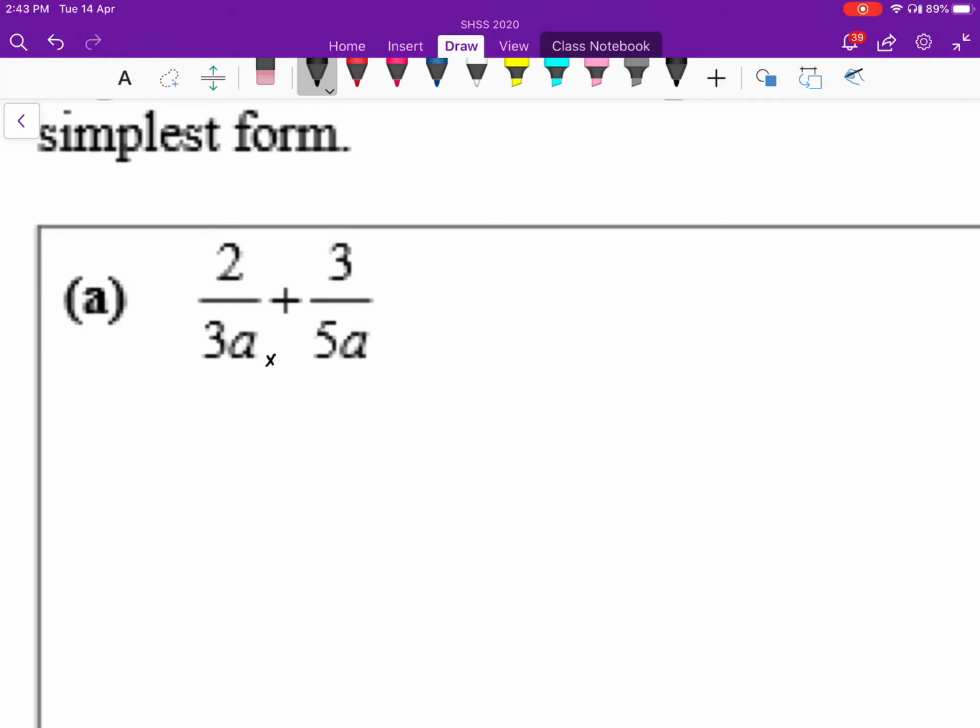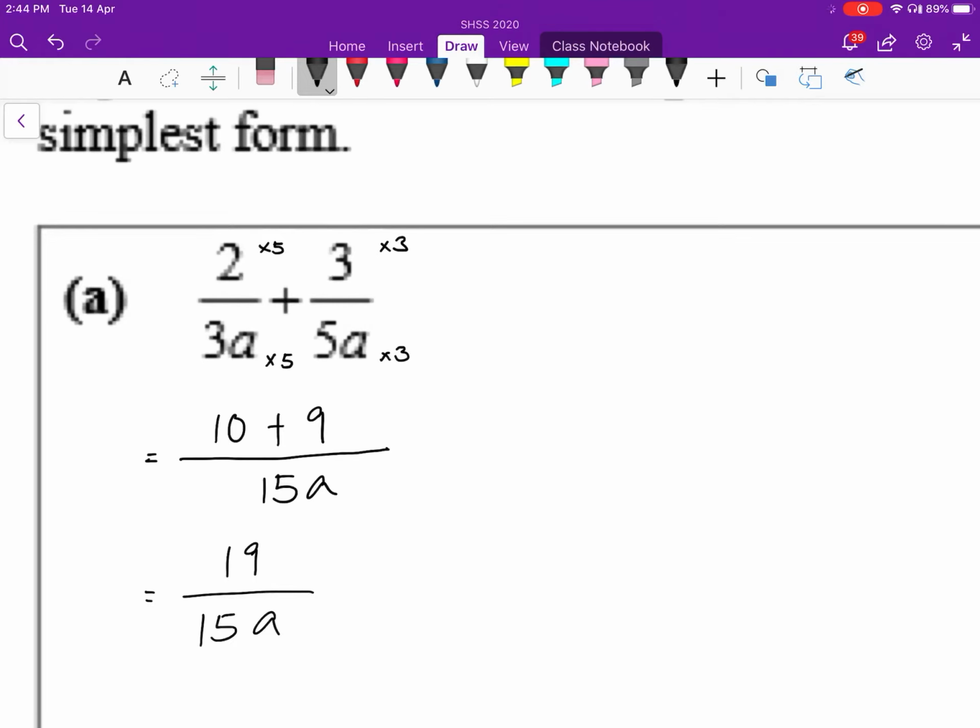All I need to do is to multiply by 5, multiply by 5, multiply by 3, multiply by 3, and now we have the same denominator. The common denominator will be 3a times 5, and 5a times 3, which is 15a. The numerator: 2 times 5 is 10, plus 3 times 3 is 9. If I simplify it, I'll get 19 over 15a, and I'm done. There's nothing else to simplify.